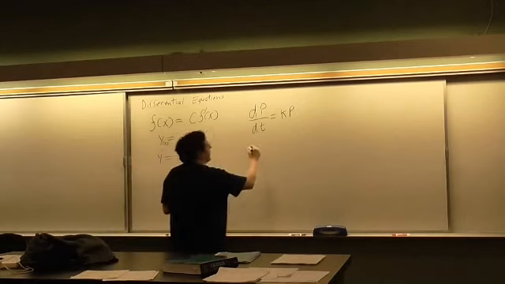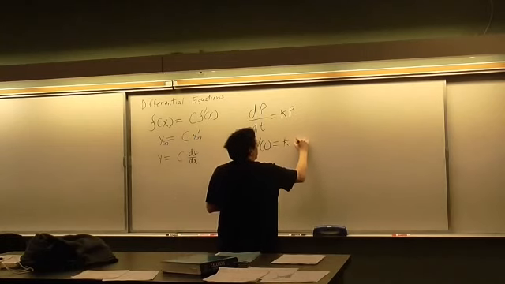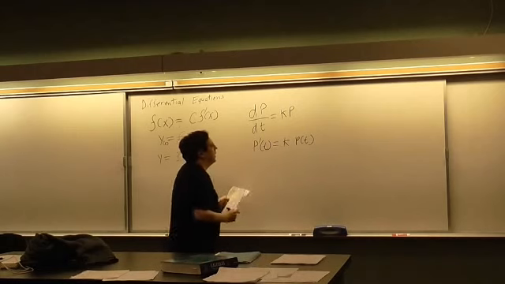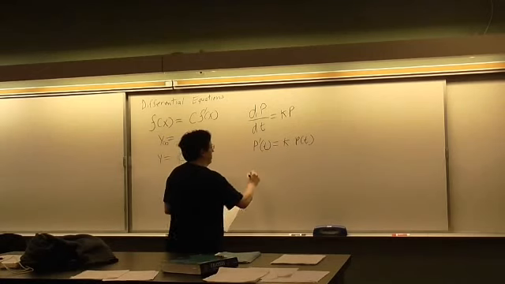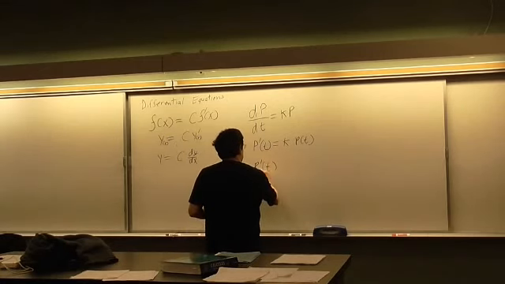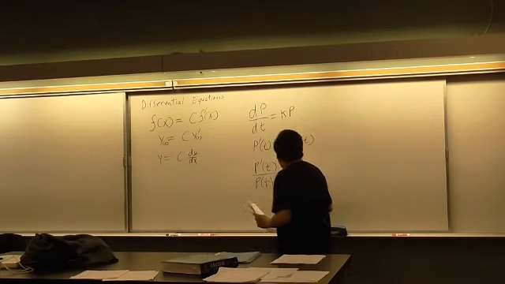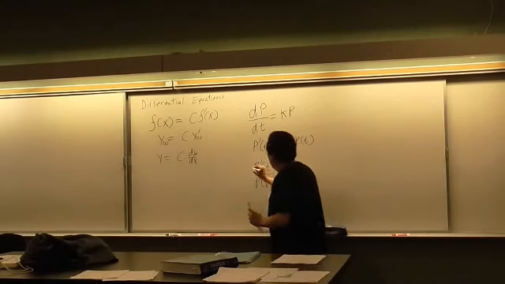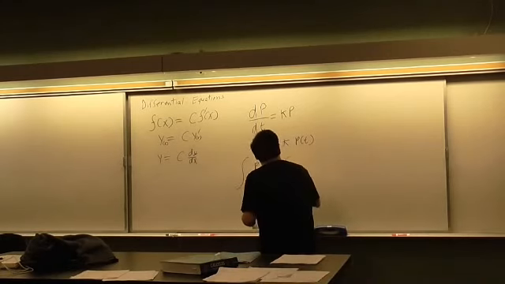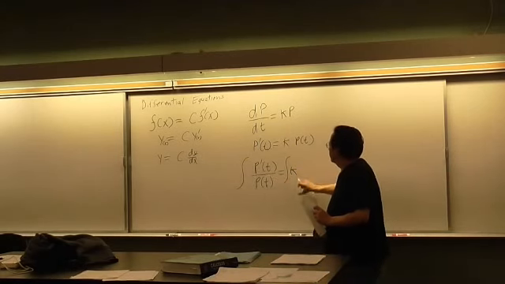I'd really like to write this time. I'm going to write this as the derivative of p of t equals k p of t. And I'm going to divide both sides by p of t. And then to solve this, I'm going to find the integral of both sides, like so. This is with respect to t.